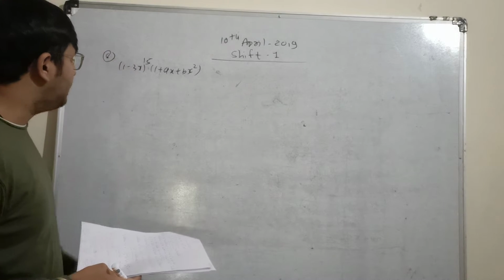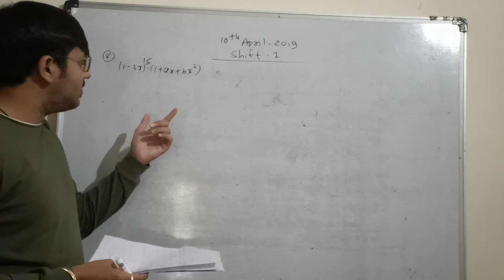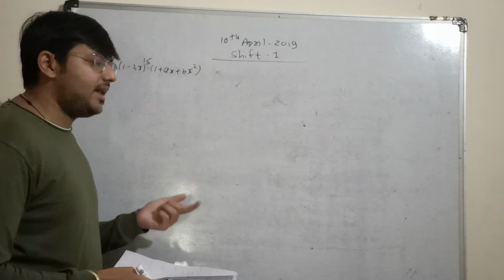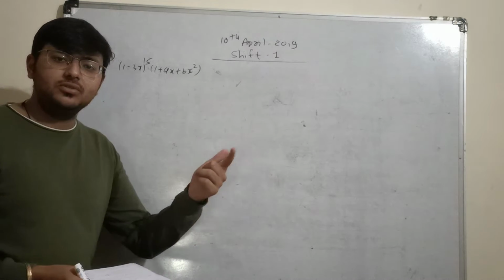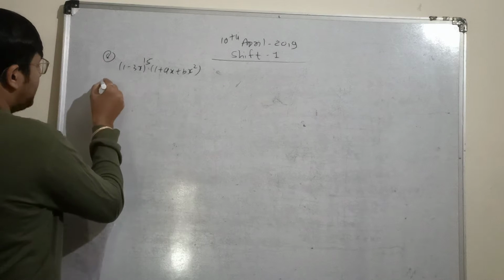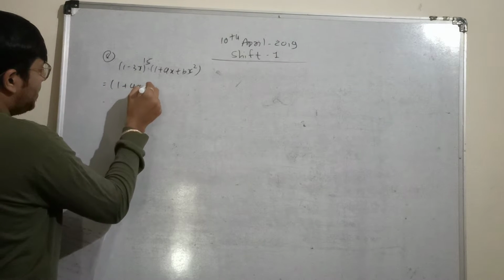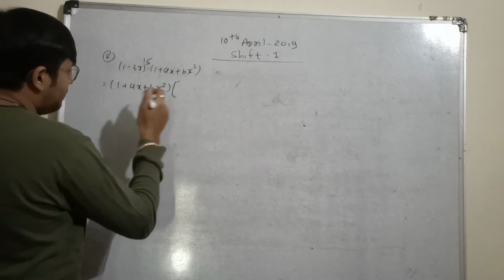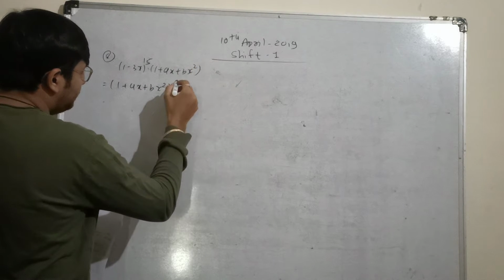Okay, so we have to expand this and we have to find out the coefficients of x square and x cube in this, and then we can compare x square and x cube as coefficient equals 0. Right, so first of all we will expand this term. So keep 1 plus ax plus bx square as it is. 1 minus 3x to the power 15 as expansion.